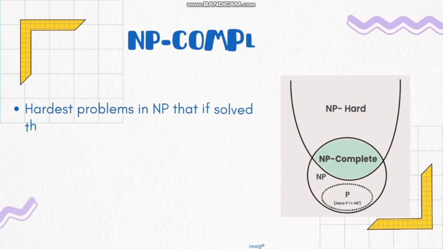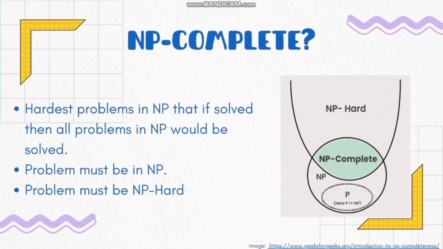Now we'll have a brief look at what it means to be NP-complete. The hardest problems in NP, that if solved, then all problems in NP would be solved. This is the NP-complete class. Now, for this, a problem must meet two conditions. First, it must be in NP, and second, it must be NP-hard.